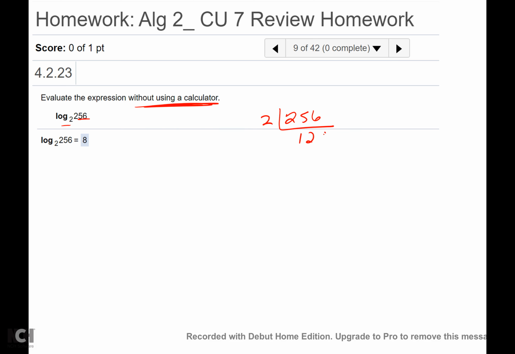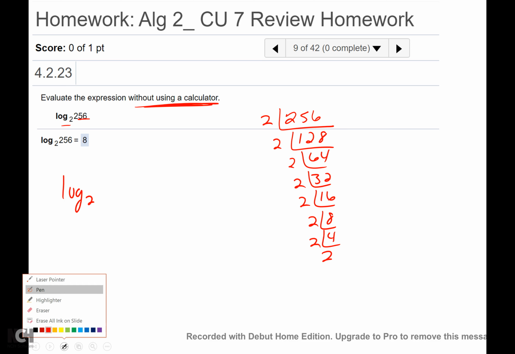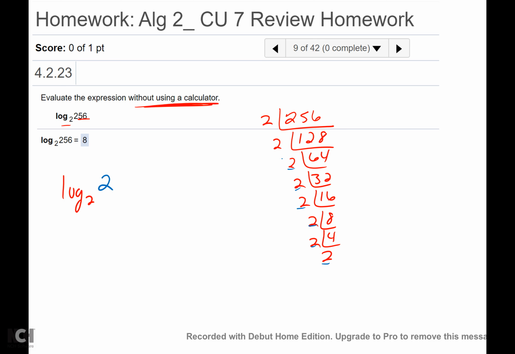256 divided by 2 is 128, divided by 2 is 64, divided by 2 is 32, divided by 2 is 16, by 2 is 8, by 2 is 4, by 2 is 2. So I can rewrite 256 as 2 to the 8th, counting 1, 2, 3, 4, 5, 6, 7, 8. Now these cancel, and my answer is 8.